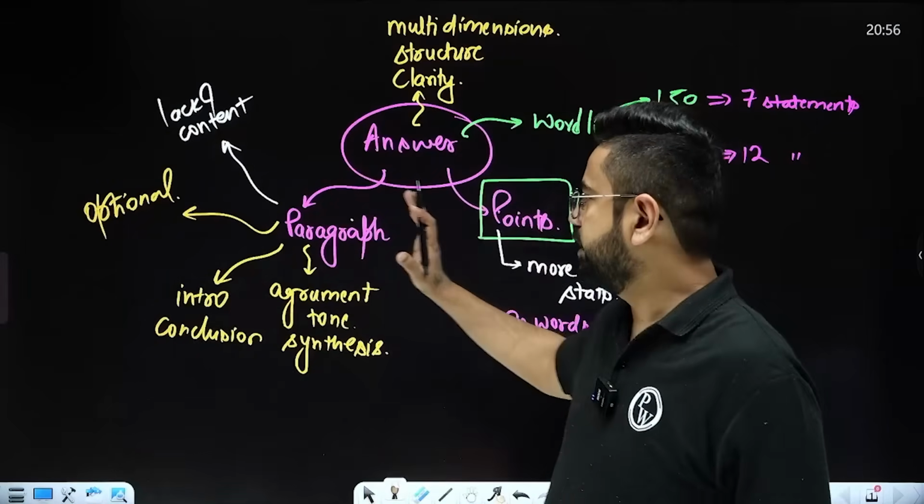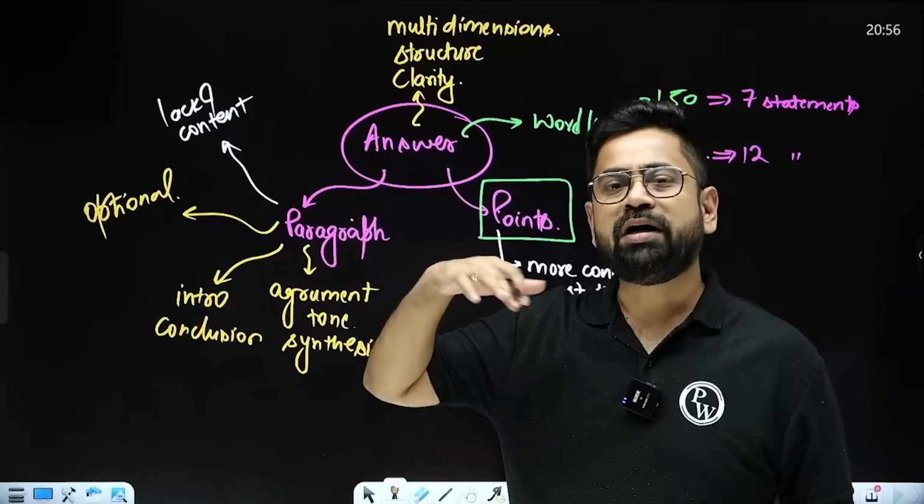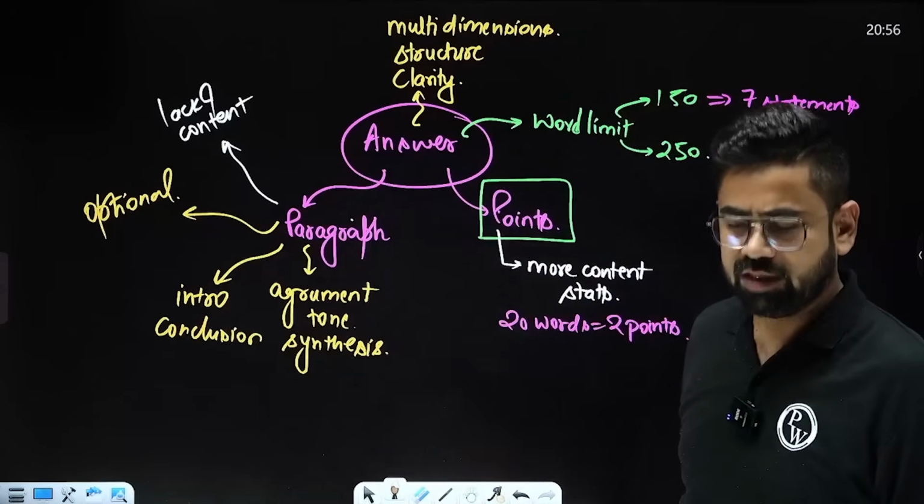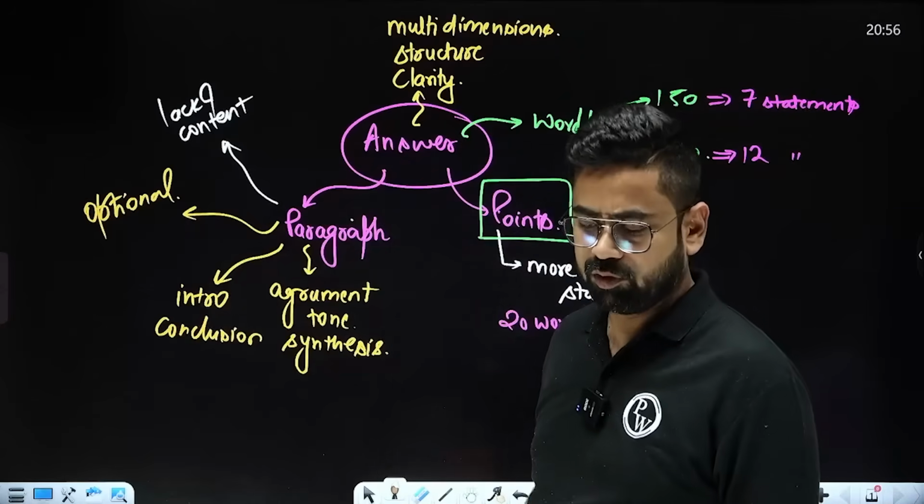So some places you can definitely go for paragraph, but your default setting should be what? Should be pointers. So I hope you got the point, and please follow this in your answer writing.